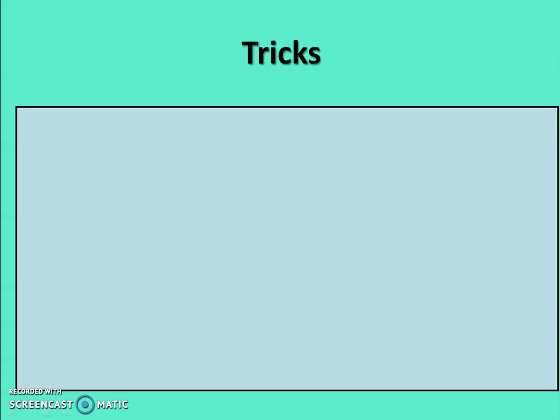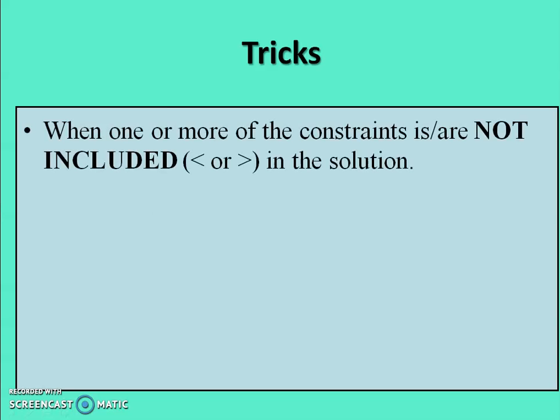Welcome to the video lesson on linear optimization part 2, also known as the tricks of the trade. I'll take you through two different tricky things that come up frequently in this topic. The first one is that it could happen that within your polygon of constraints, one or more of the constraints are not included, does not have the line underneath.